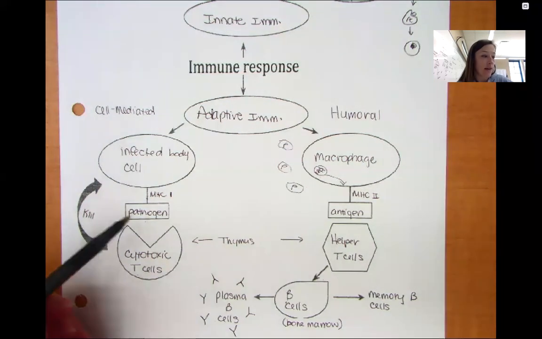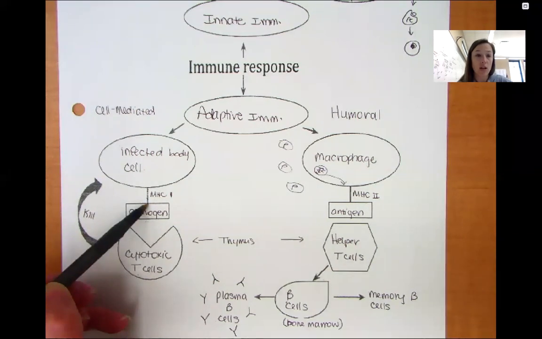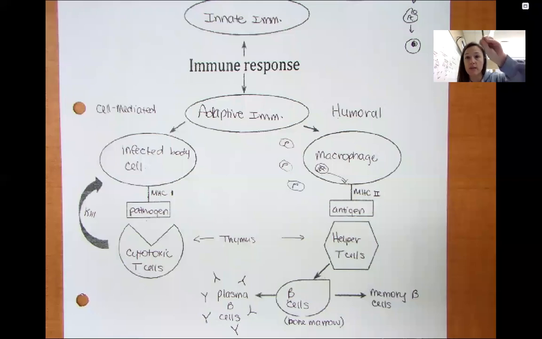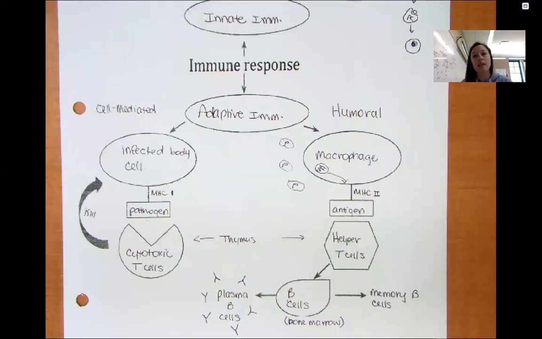You have this piece of pathogen and you send it out on that MHC class 1, and that's what holds it up there and waves it around and says, hey, this is what the bad thing is, so that the cell or the body can respond. So that's the job of the MHC, to display that piece of the pathogen.